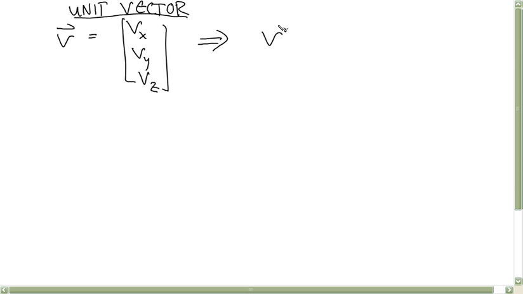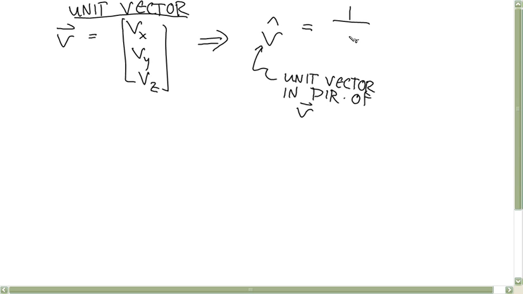Then the unit vector in the direction of v, and we denote it v hat, is equal to, in its most concise notation, 1 over the length of v, and notice that's a scalar, 1 over the length of v, times the vector v.